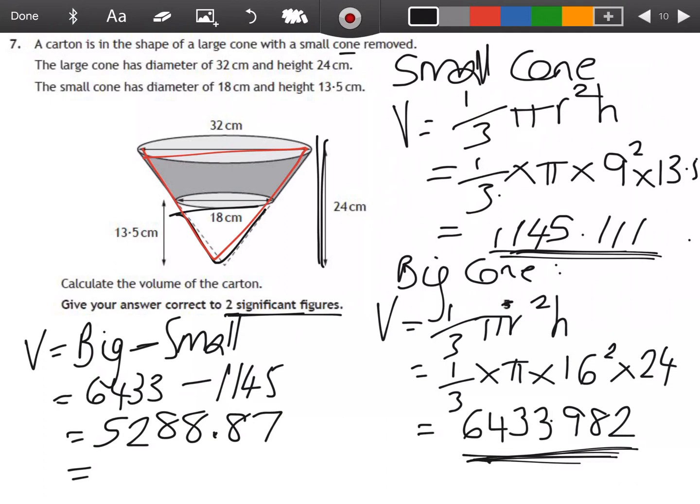Let's just check. 1, 2. The 2 significant figures at the front are 5 and 2. Check the next one. It's an 8. Is it 5 or more? Yes, it is. So we don't leave it as 5,200. The 8 bumps the 2 up, so it's 5,300. And you will not get full marks unless we get the volume units. These are in centimetres, so volume is in cubic centimetres. There we are. Okay.